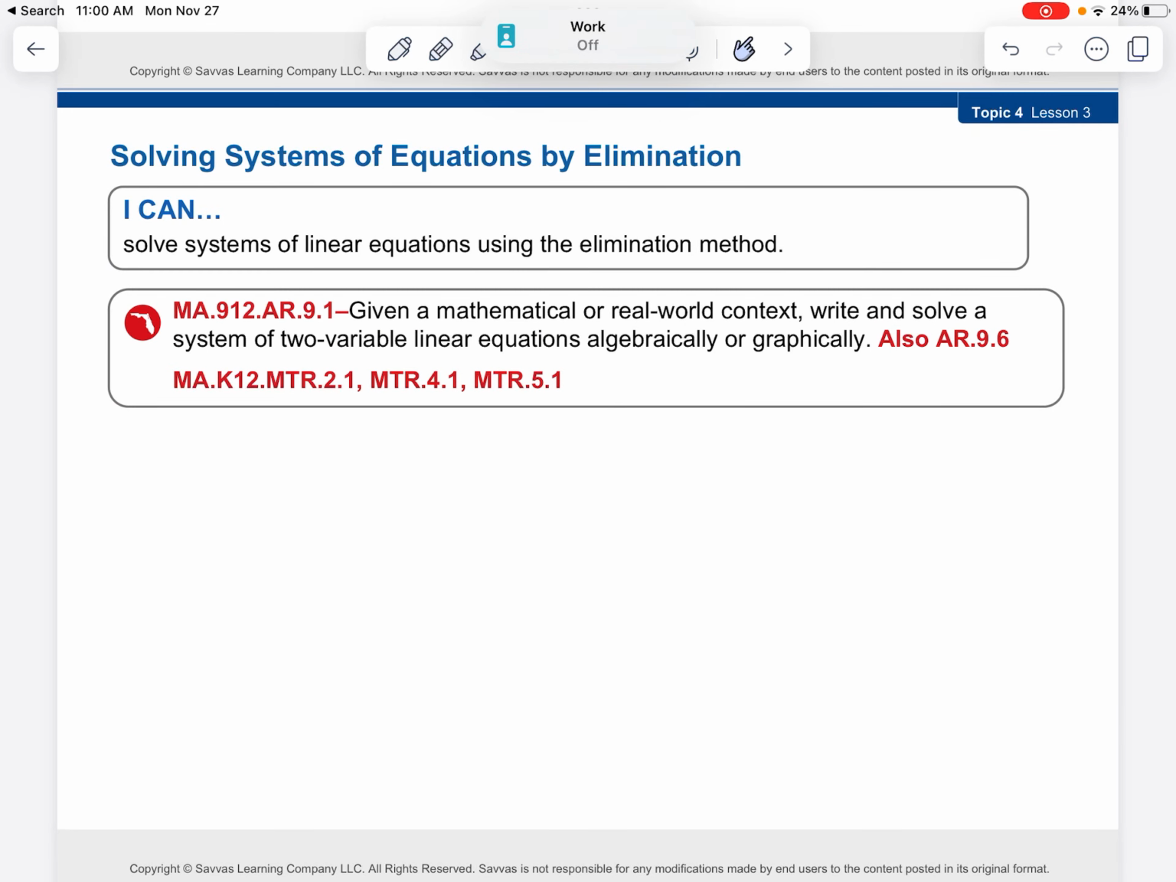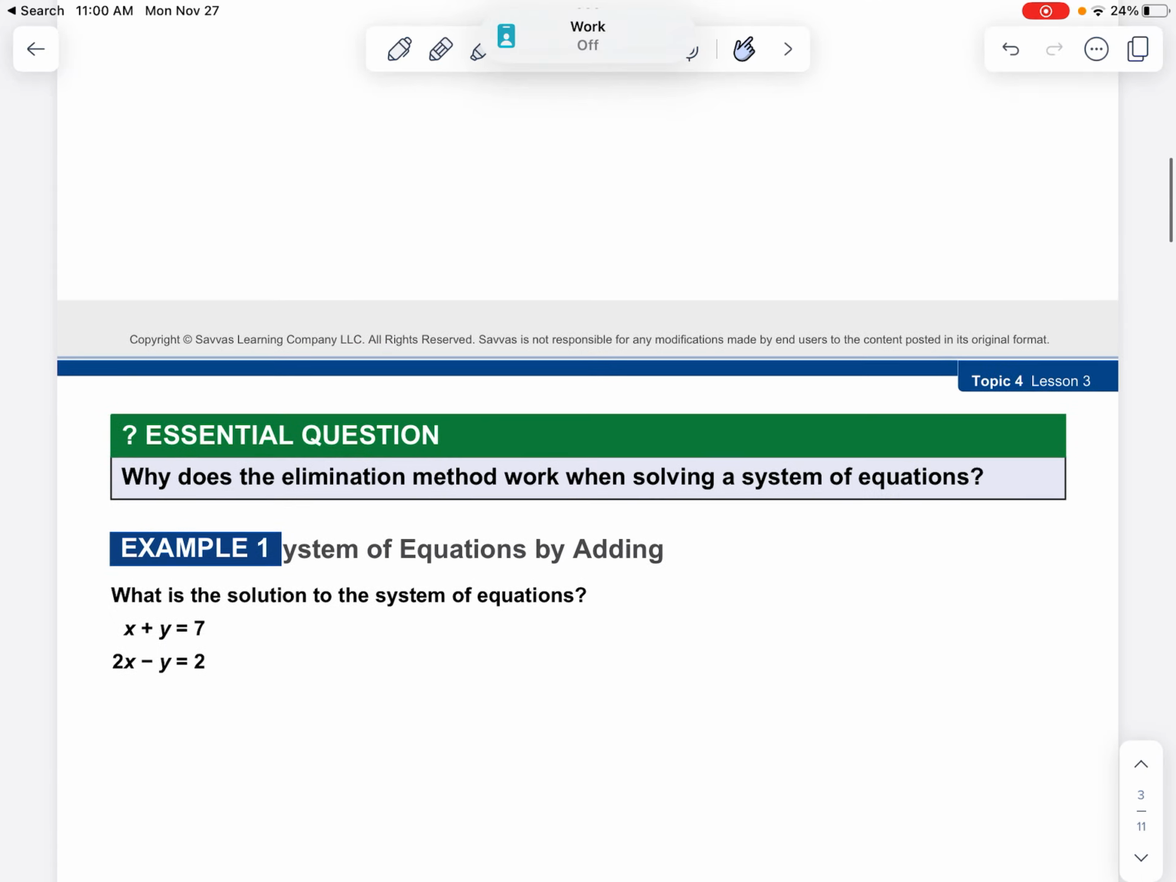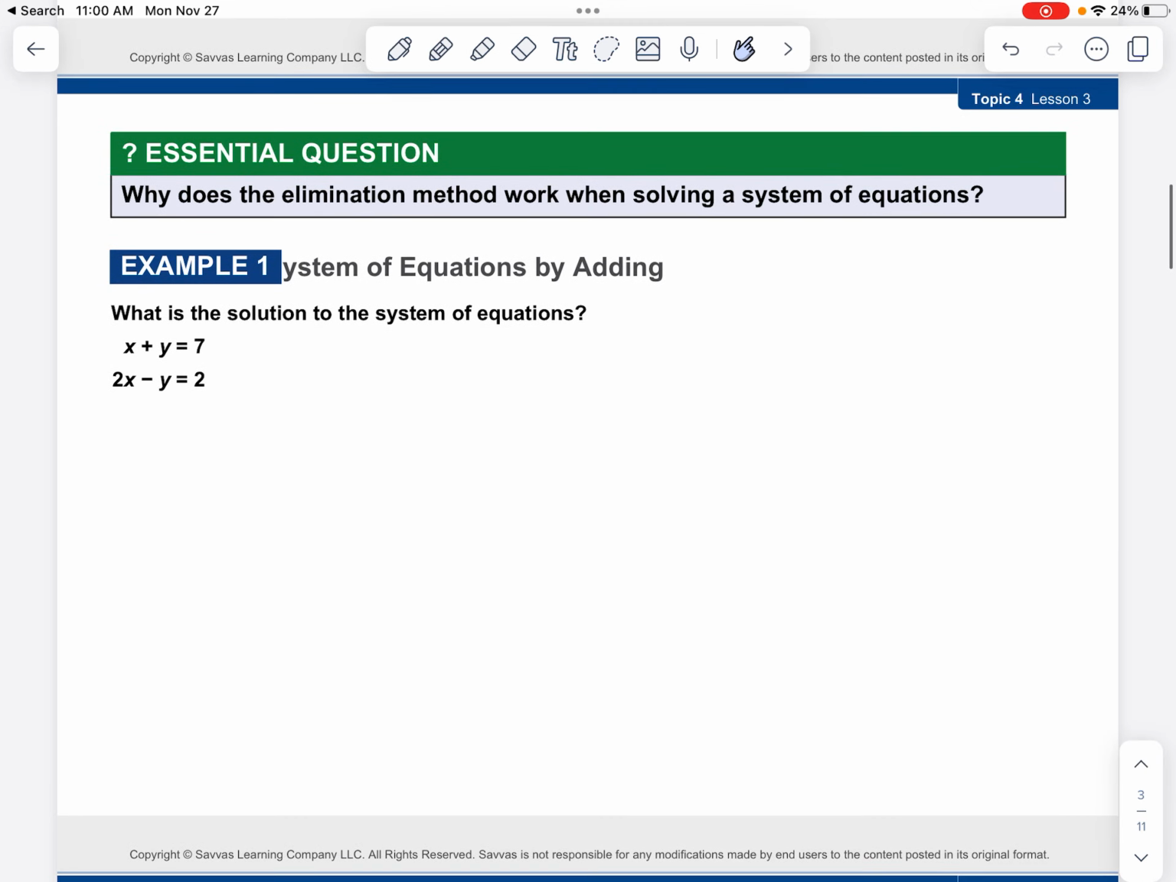In this lesson, you will learn how to solve systems of equations by elimination. What is the solution of the system of equations? So with a system of equations, your solution is going to be an ordered pair, x, y.